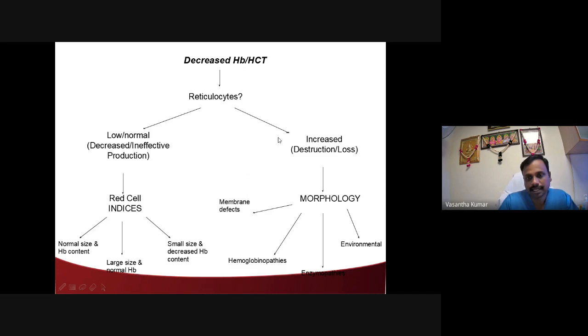Next are the conditions with abnormal morphology: a defect in the RBC membrane, or hemoglobinopathies. Next is the environmental cause, and last are the enzyme defects like G6PD or pyruvate kinase deficiency.